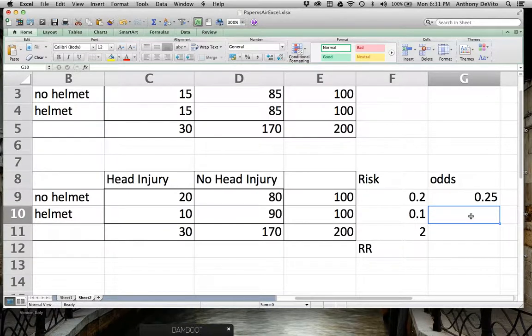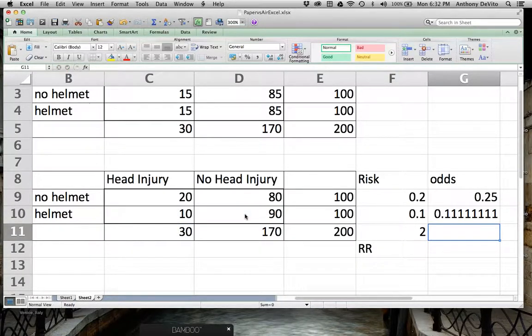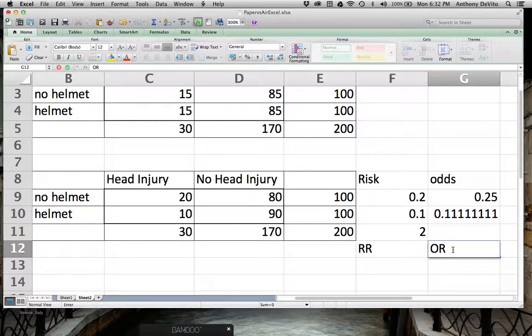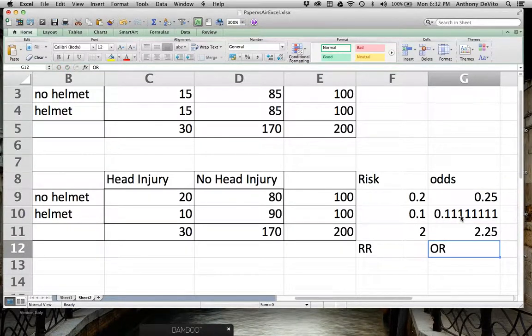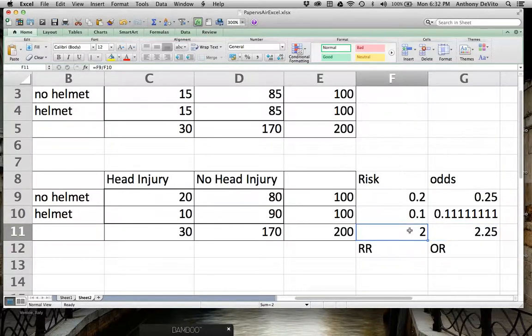I'm going to do the same thing with a helmet. The odds are 10 over 90, which is a little bit more than 10%. So what's our odds ratio? Our odds ratio, again, is going to be a fraction. It's equal to the odds if you're not wearing a helmet divided by the odds if you are wearing a helmet, and it comes out to 2.25. Now, your odds are 2.25 times greater. Your risk is 2 times greater. Now, you can use these kind of interchangeably when you want to describe or analyze these kinds of events.